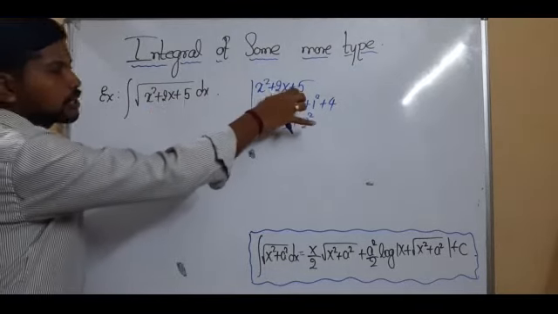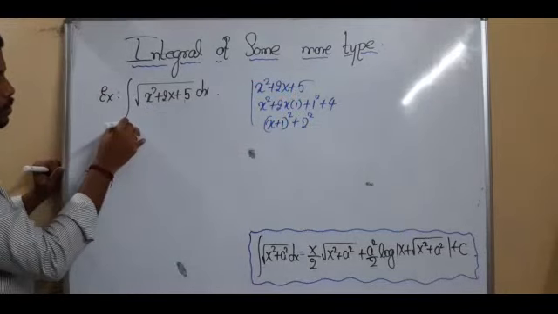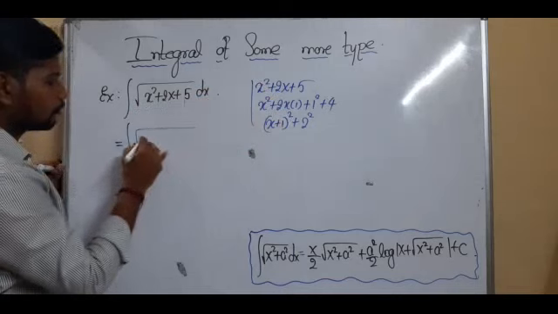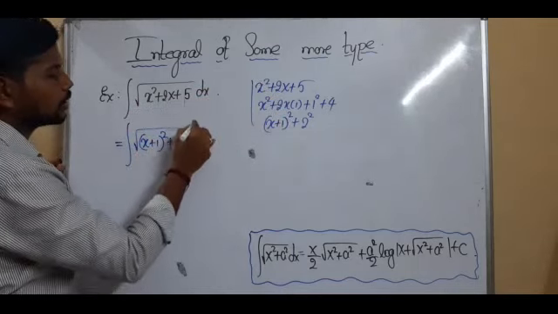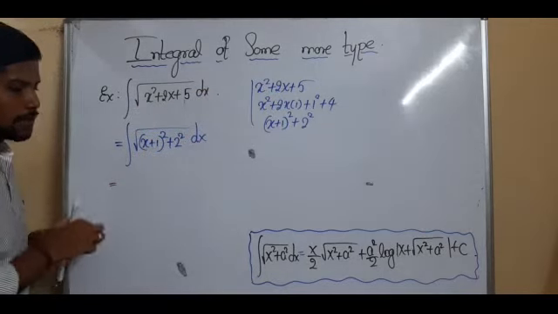This one you have to take a quadratic equation. You already know by completing the square. I simplified this one already. Integral of square root of, this is a simplified form, x plus 1 whole square plus 2 square into dx. Now it is very easy to apply the formula.